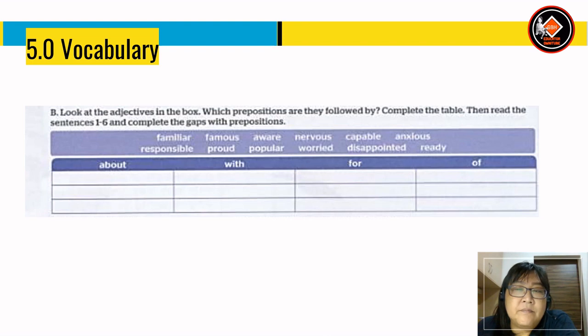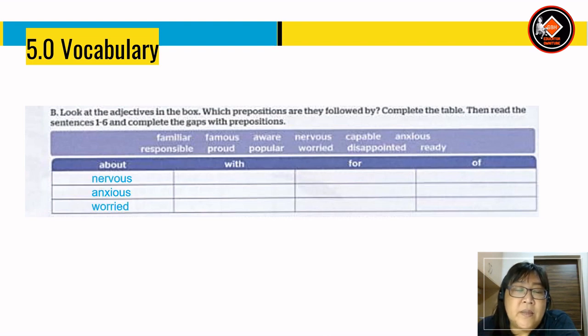Now let's look at B. Look at the adjectives in the box. Which prepositions are they followed by? Complete the table. Then read the sentences 1 to 6 and complete the gaps with prepositions. So you have familiar, famous, aware, nervous, capable, anxious, responsible, proud, popular, worried, disappointed, ready. Then you have the prepositions about, with, for, and of.